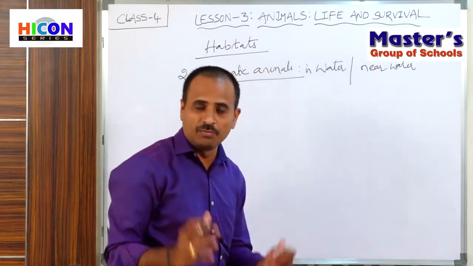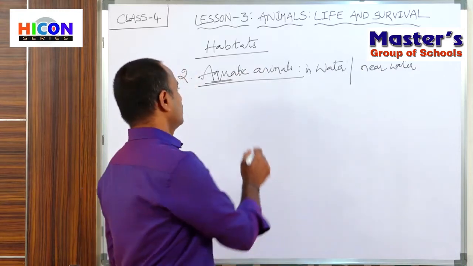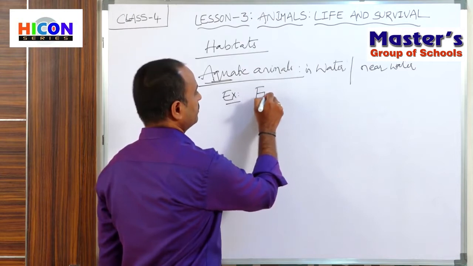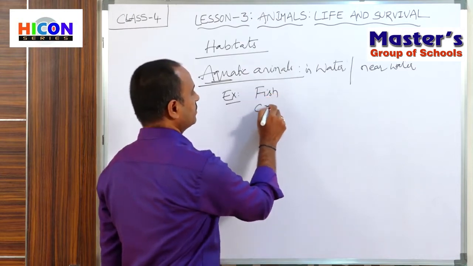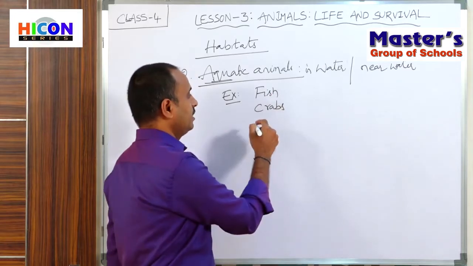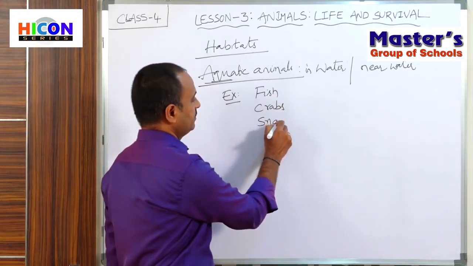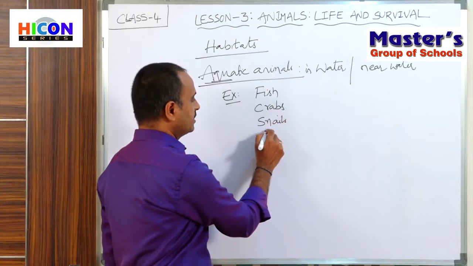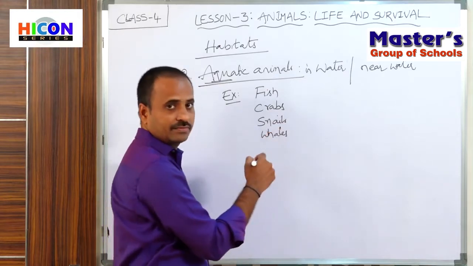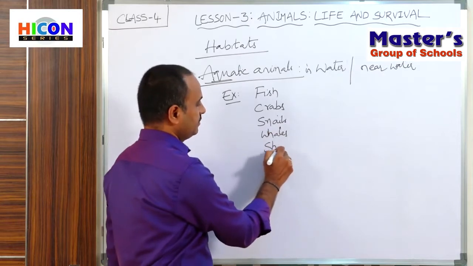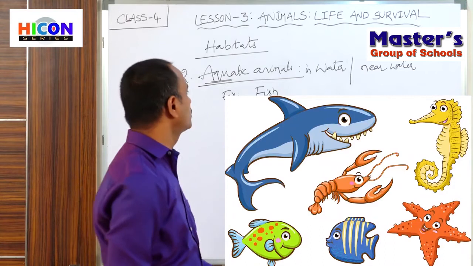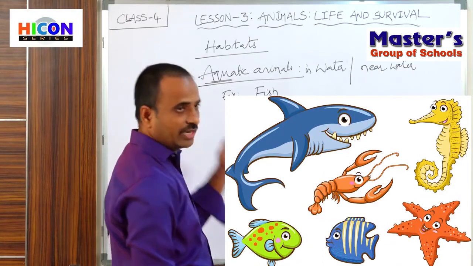So what are the examples for aquatic animals? The examples for aquatic animals are fish, crabs, and also some snails and whales, and also sharks. So children, these are some examples for aquatic animals.